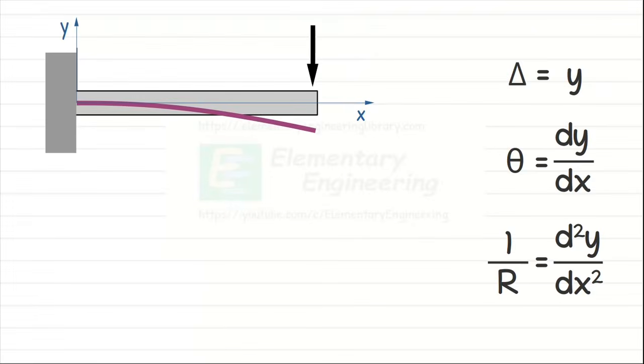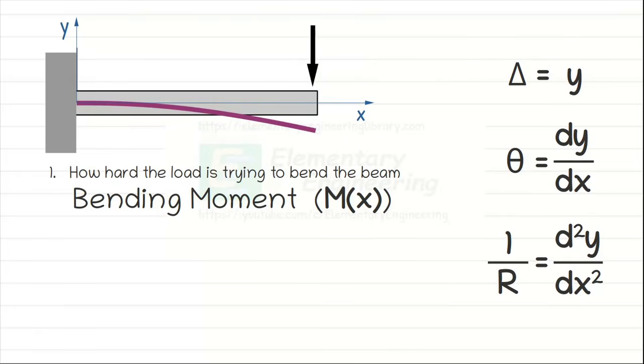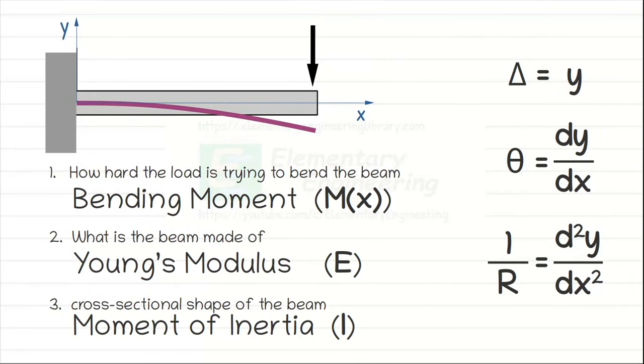So far, we have developed the mathematical description of the beam's shape. Now let's look at the physical side. For a beam, how much it curves at a point depends on three factors. First, how hard the load is trying to bend it. That is the bending moment acting at that point. Second, what it's made of. That is the material's stiffness or Young's modulus E. Then third, its cross-sectional shape, which offers a geometric stiffness, and that is represented by the moment of inertia I.